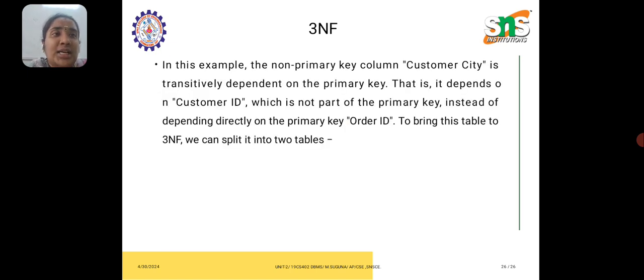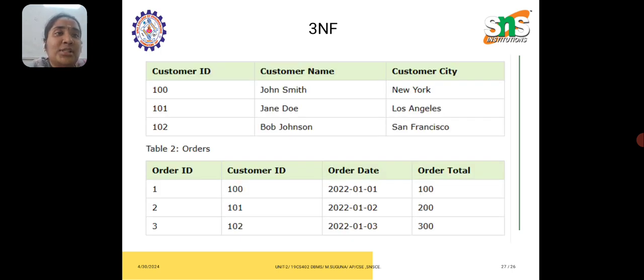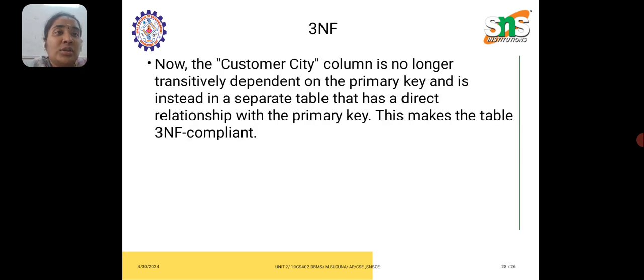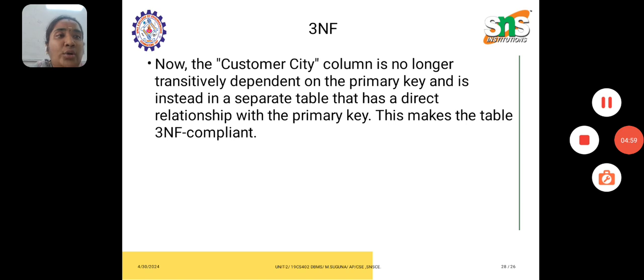In the given table, customer city is transitively dependent on the primary key, depending on customer ID, which is not a part of the primary key, instead of depending directly on the primary key order ID. To bring this table to third normalization, we split the table into two. These tables have been explained above, and these dependencies denote a direct relationship with the primary key, with no transitive dependency, which makes the table 3NF compliant, the most compliant form to use in this chapter, considered with 1NF, 2NF and 3NF.